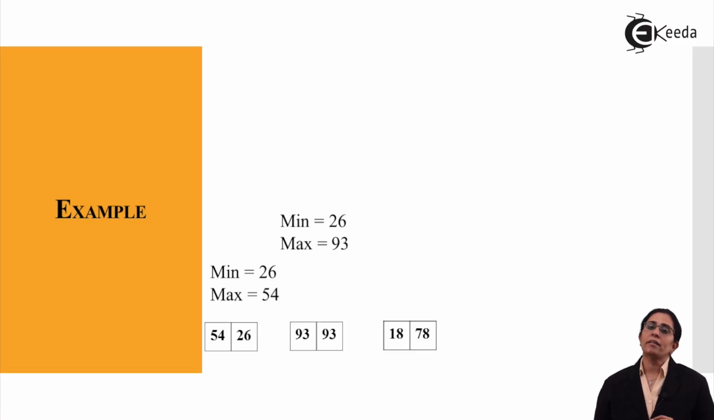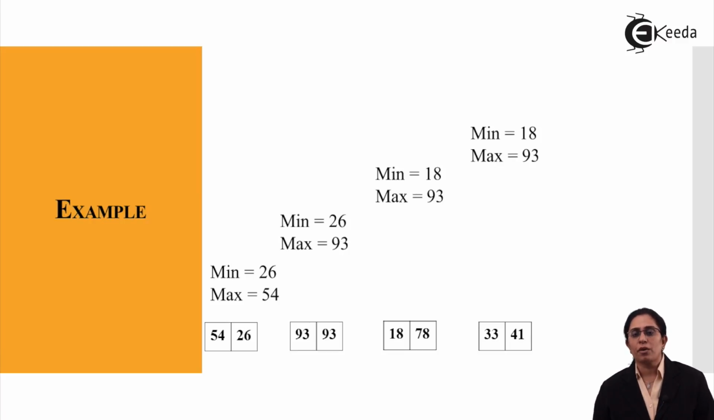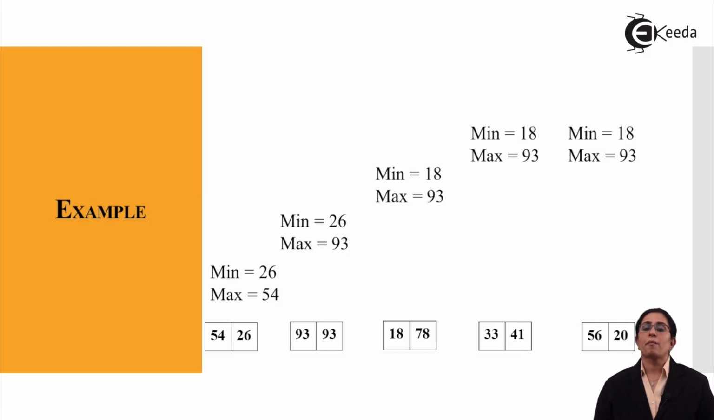Then is 18 and 78. We again compare with the new min and new max. New min was 26 and new max is 93. Here when I compare these two elements with 18 and 78, what do we get? We get a new minimum at 18 and new maximum. No, there is no new maximum. Max remains at 93 as 78 is less than 93. Now for the next elements, that is 33 and 41, still minimum and maximum remain the same. And for the last comparison with 56 and 20, it again remains the same.